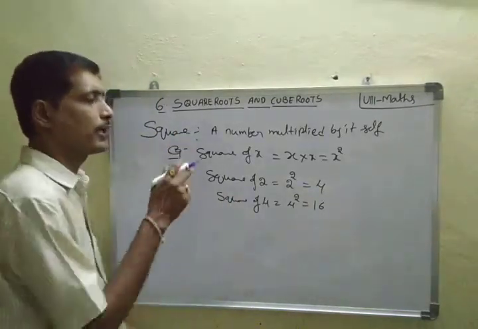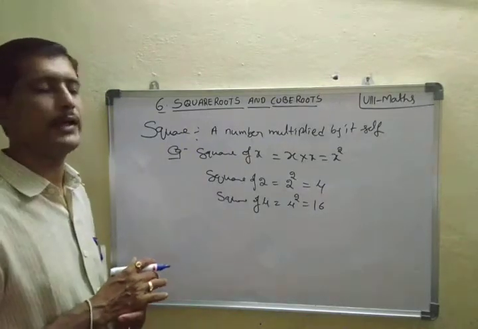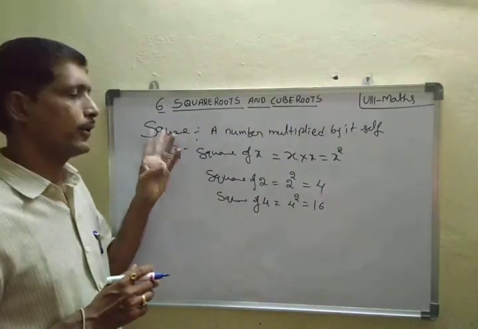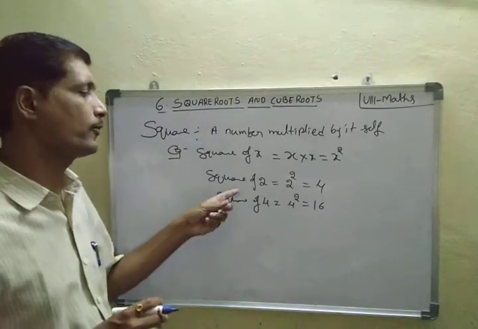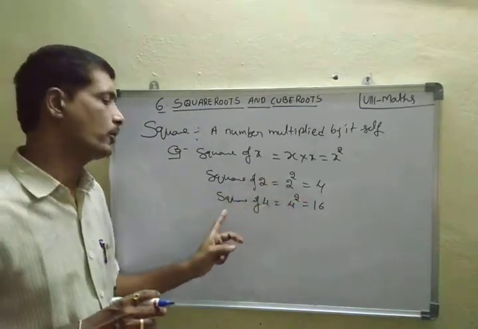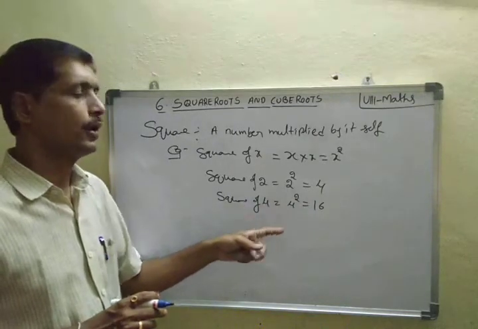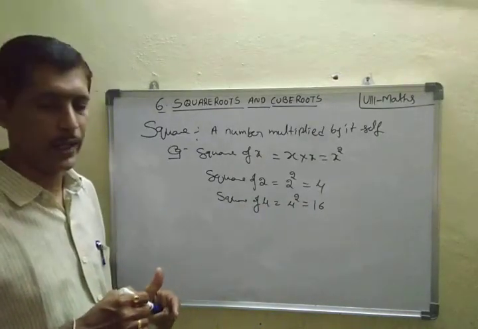Therefore, square means what? A number multiplied by itself, that is called square. Square of x is equal to x into x, that is equal to x square. Square of 2 is equal to 2 square, that is equal to 4. Next, square of 4. Next, is it a perfect square or not?